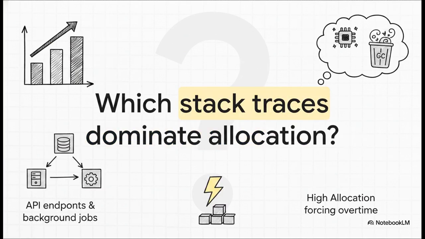Next up, we ask the JFR allocation view, which classes are allocating the most bytes? I mean, which stack traces are just absolutely dominating the profile? We really need to figure out if that high allocation rate is tied to a specific API endpoint, a heavy background batch job, or maybe tied directly to our serialization logic. Keep in mind, high allocation rates force the garbage collector to work overtime, which just burns even more CPU.